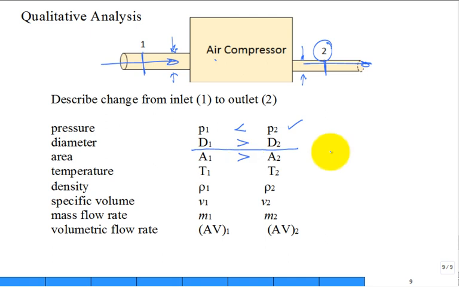"Professor, this is an easy question. Isn't A just pi d squared over 4?" Sure. Yeah, you're right. How about the temperature? Compressor temperature. Does it come out the same temperature? Does it come out colder? Does it come out hotter? What happens to the temperature through the compressor?